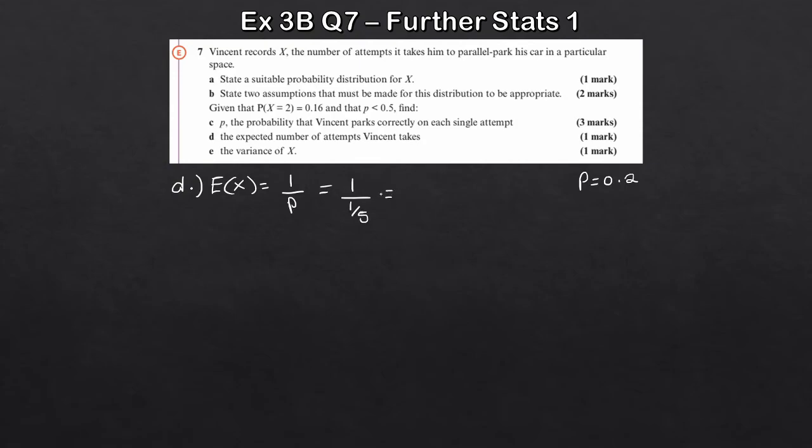And that'll be the same as doing 1 times 5. Okay, so my mean, E of x, is 5 there. So the expected number of attempts is 5.